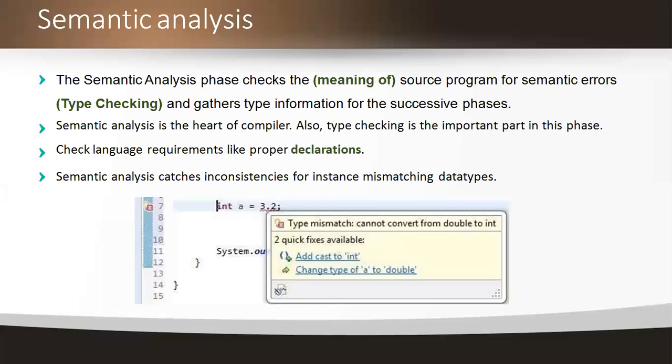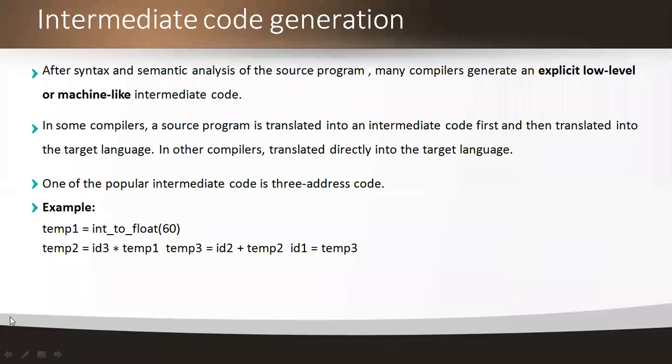Checking whether everything is in a proper declaration or not. This is done by semantic analysis, the third phase of the compiler. And the next one is the intermediate code generator. The intermediate code generator can also be called machine-like intermediate code.